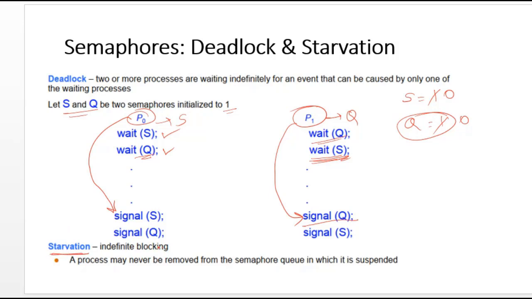This is a situation where the process will wait indefinitely within the semaphore. We call this starvation. A process may never be removed from the semaphore queue in which it is suspended. You have pushed some process to the queue and it is never removed from that queue. That we call starvation. And that's all about semaphores.